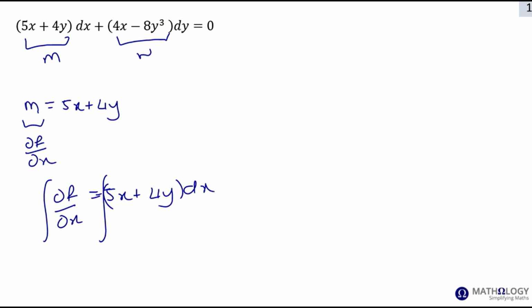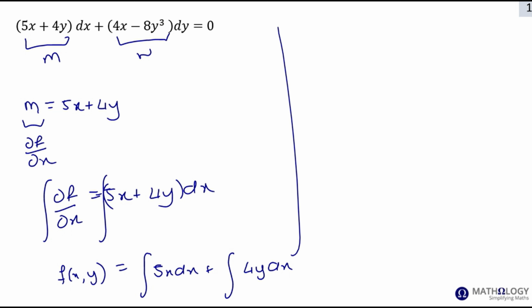So integrating the partial of f with respect to x is just going to give us the function f(x, y), and that equals, we'll write this out again, the integral. We're going to split this up because that's a property of integrals. We can express this single integral as the sum of two integrals. So it'll be the integral of 5x dx plus the integral of 4y dx. 5 is a constant, so we take the 5 out of the integral sign. We have the integral of x dx.